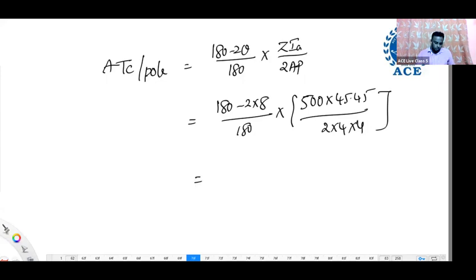What is the ATC per pole? 678, right? 678 or 647? Check it once. 647, right? 647 is right. So most of you got 647 ampere turns. This is correct.